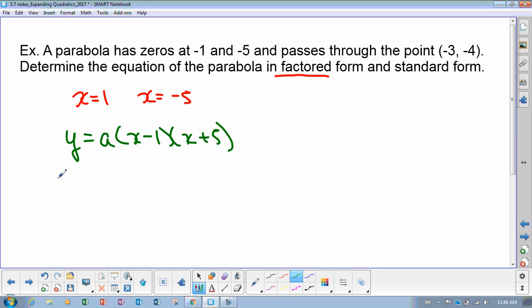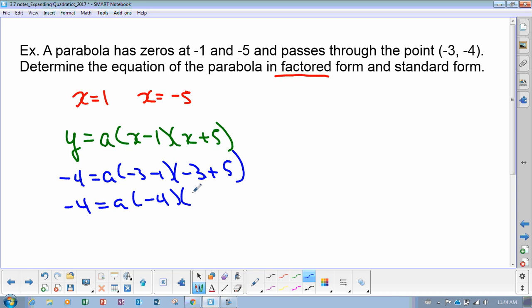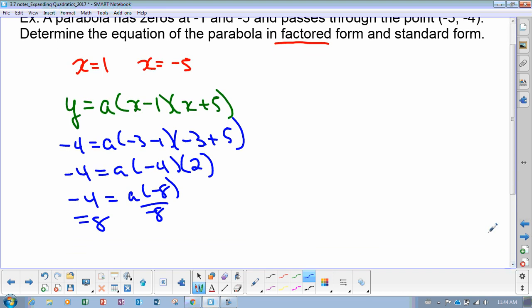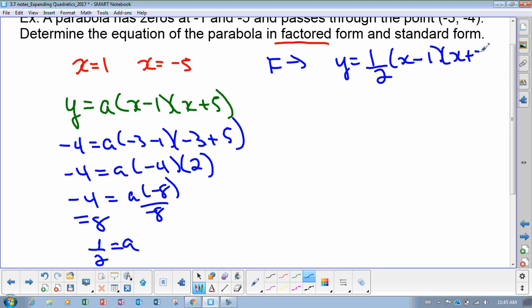To get the a, we're going to sub in the point that we have. So I have -4 equals a, -3 minus 1, -3 plus 5. So -4 equals a, -4 times +2. So we have -4 equals a times -8. Divide by -8, divide by -8. So we get 1/2 is equal to a. That means the factored form is y equals 1/2 x minus 1 times x plus 5.